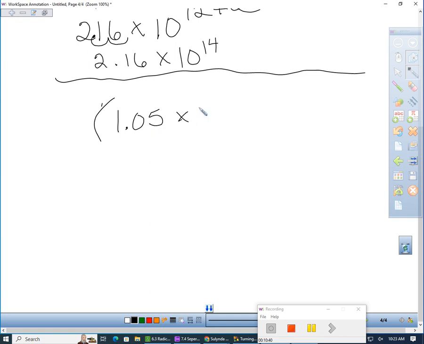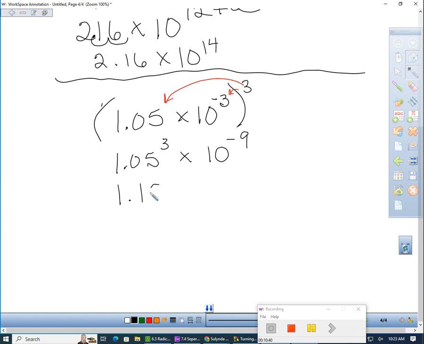1.05 times 10 to the negative 3 raised to the 3rd. I seem to like 3s today. All right, so this 3 on the outside goes to 1.05. It goes to 10 to the negative 3. So I have 1.05 to the 3rd times 10 to the what? Negative 9. Very good. Now go ahead and in your calculator, what is 1.05 to the 3rd? 1.157625. Thank you. Times 10 to the negative 9.